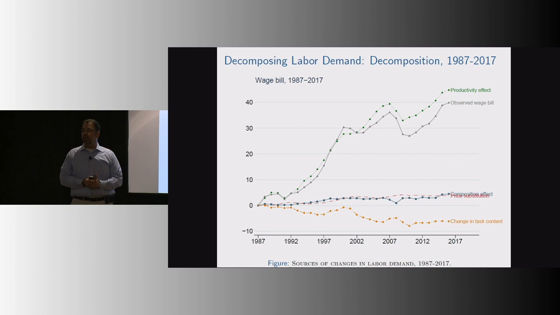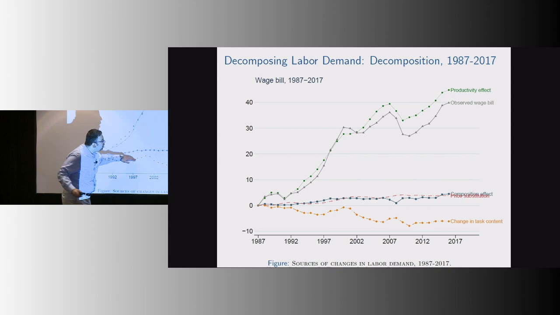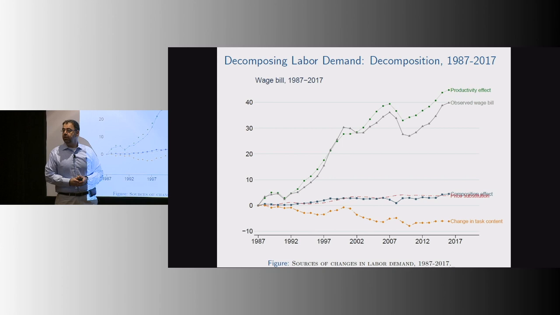Now, it may be because they're not good. It may be because we're not using them right. It may be because we are overdoing the displacement and not doing other things we should be doing. But they're not delivering. And the change in the task content and the productivity effect going both against labor is the main reason why labor demand is so bad.